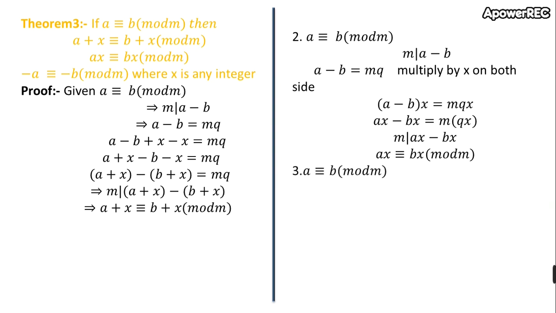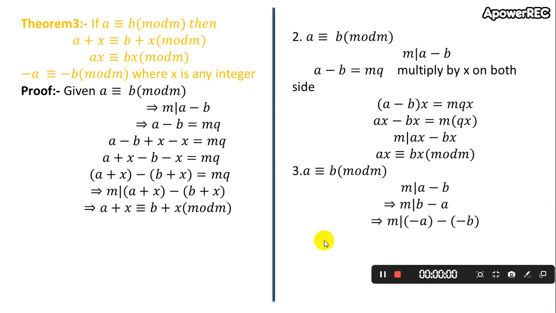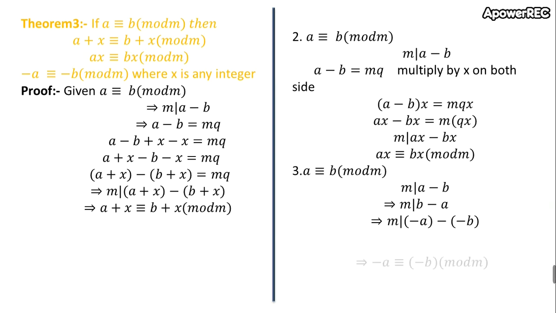Now come to the third case. A congruent to B mod M, which is nothing but M divides their difference A minus B, which is nothing but M divides B minus A. Hence M divides minus A minus of minus B, which is nothing but minus A is congruent to minus B mod M.